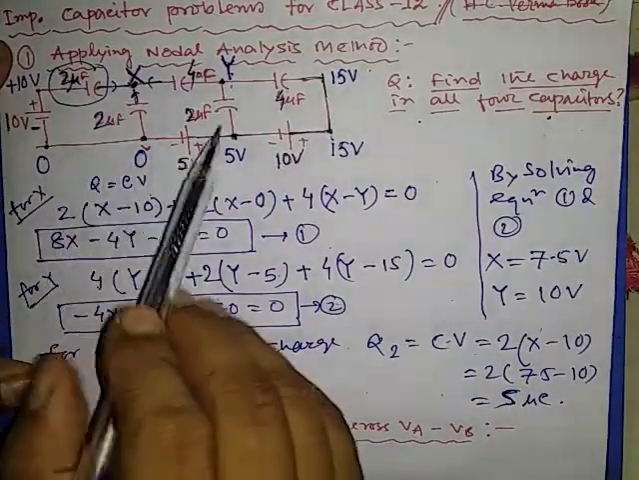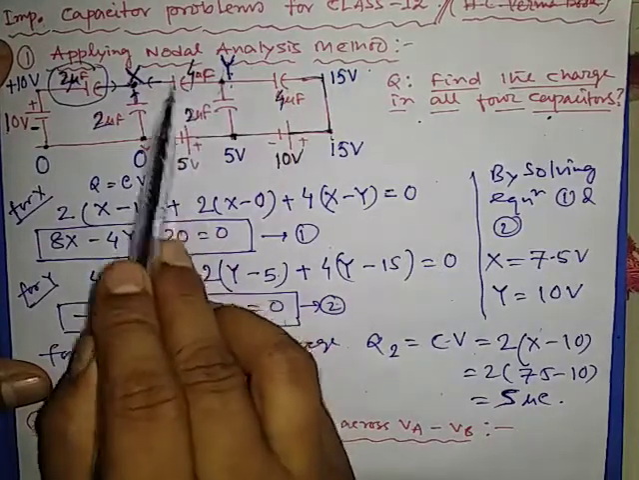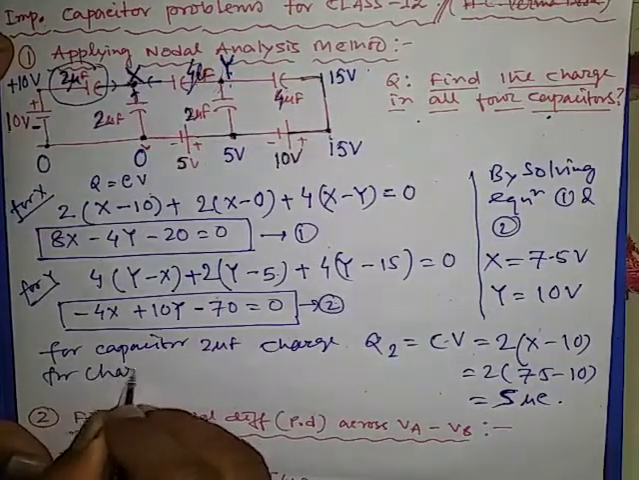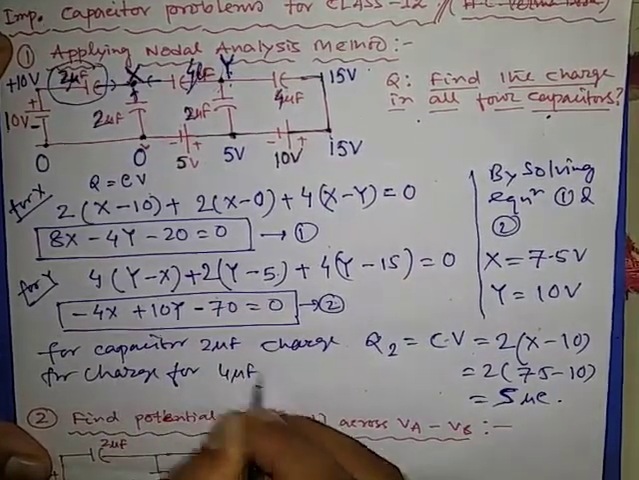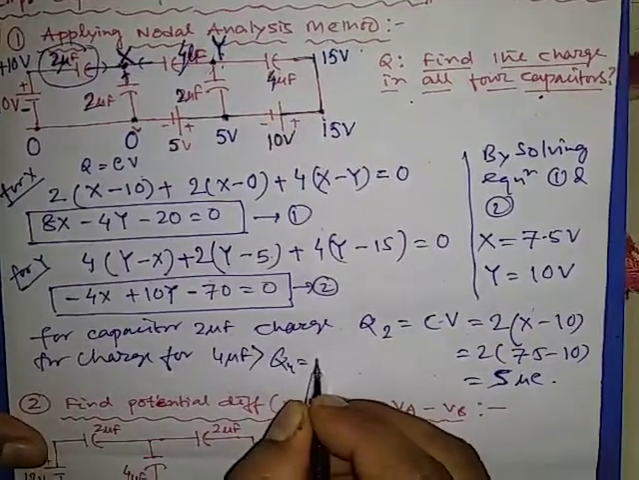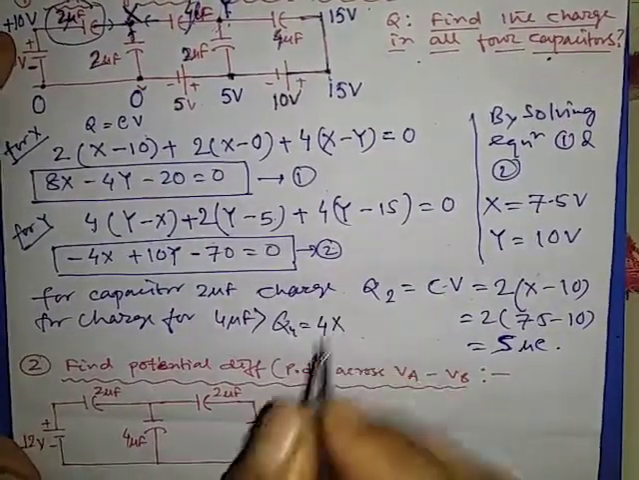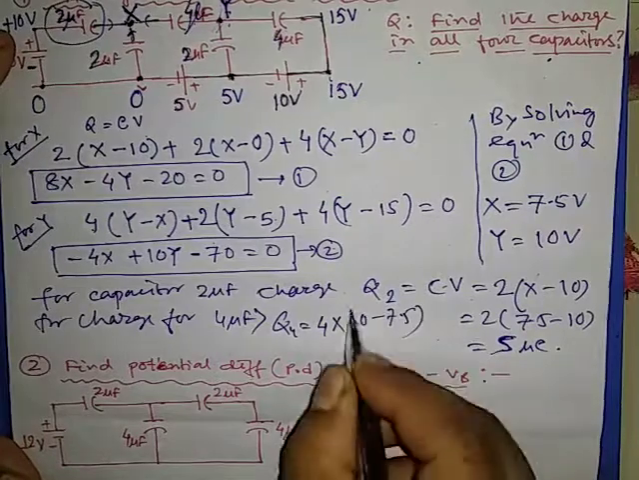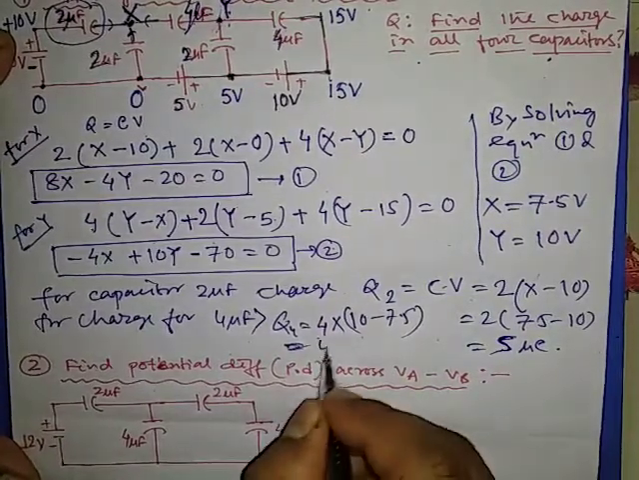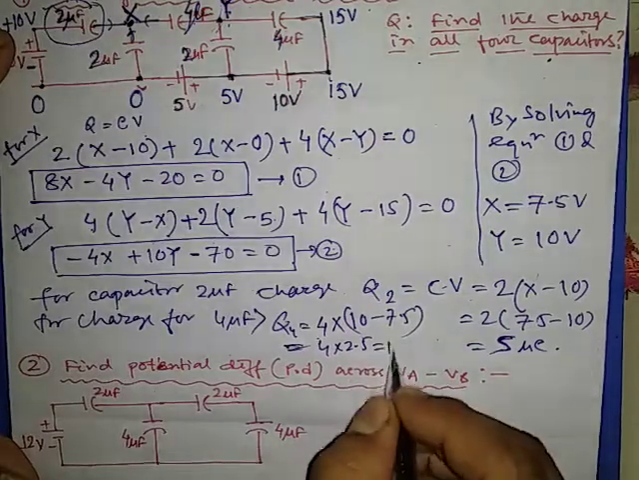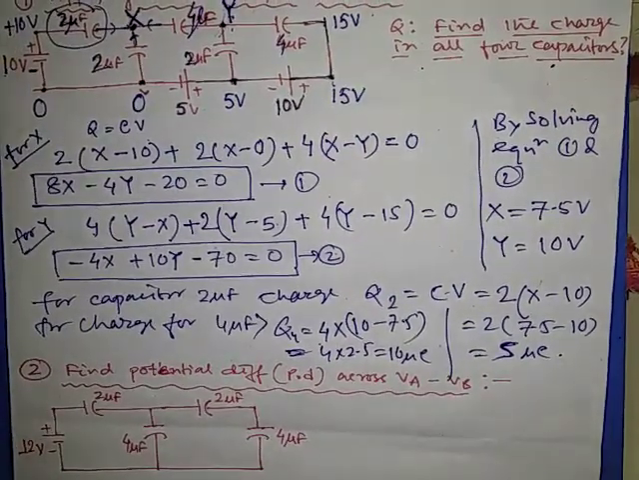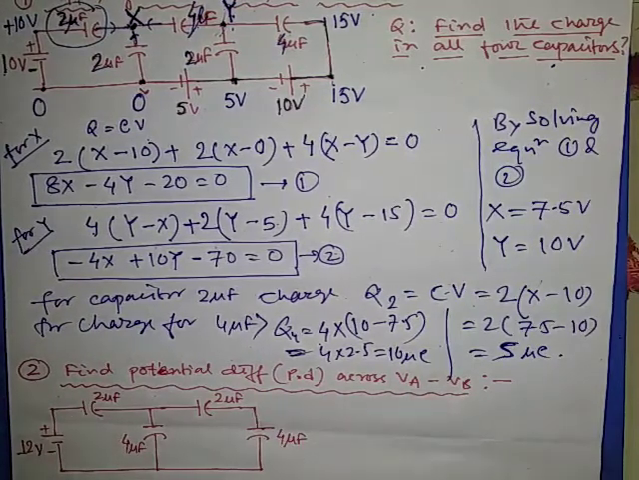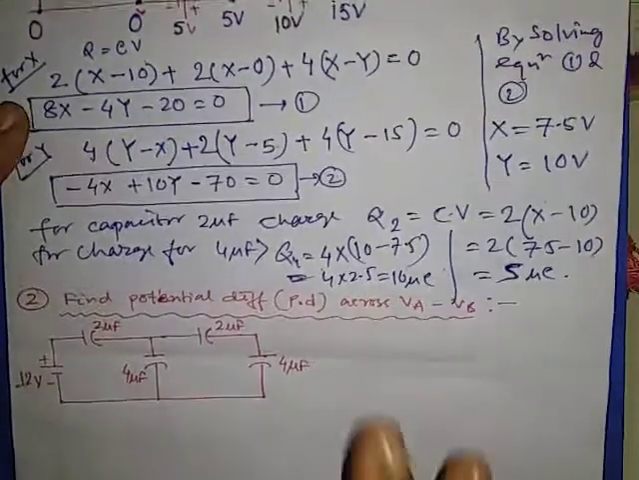Suppose you want to find the charge for the 4 microfarad capacitor. So Q for 4, Q equal to CV. So C here is 4, and V means x minus y. So 10 minus 7.5 means 2.5. So 4 into 2.5 means 10 microcoulomb. So you can find any type of charge against any capacitor with the help of this formula, and it's very easy, students, isn't it? So next, let's get into the next problem.